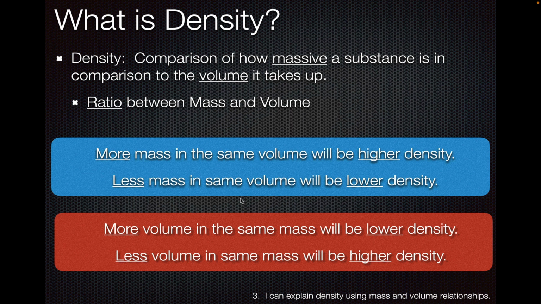Okay. So what we say is that mass is directly proportional to density. So as mass goes up, so does density. As mass goes down, so does density. Volume is inverse of density. As volume goes up, density goes down. As volume goes down, density goes up.